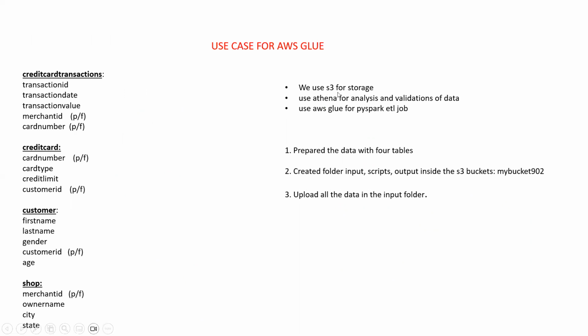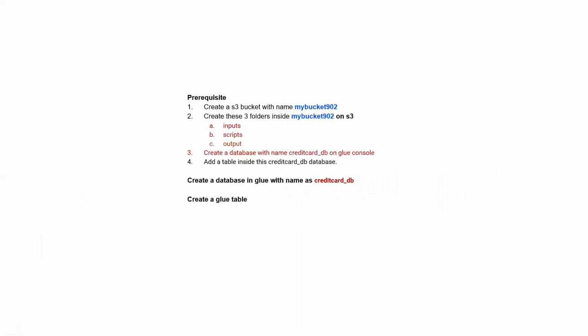I'll use S3 as storage and Athena for analysis and validation of the data from the S3 bucket. Your data in CSV form is tabulated by the crawlers into our central repository, the data catalog, and then we'll use AWS Glue for PySpark ETL jobs. For that, I prepared the 4 tables and created folders like input, scripts, and output inside the S3 bucket. I already created my bucket 902, and I need to upload all the input folders in it. These are the prerequisites, which I have gone through, so I'm not going to go through them again.